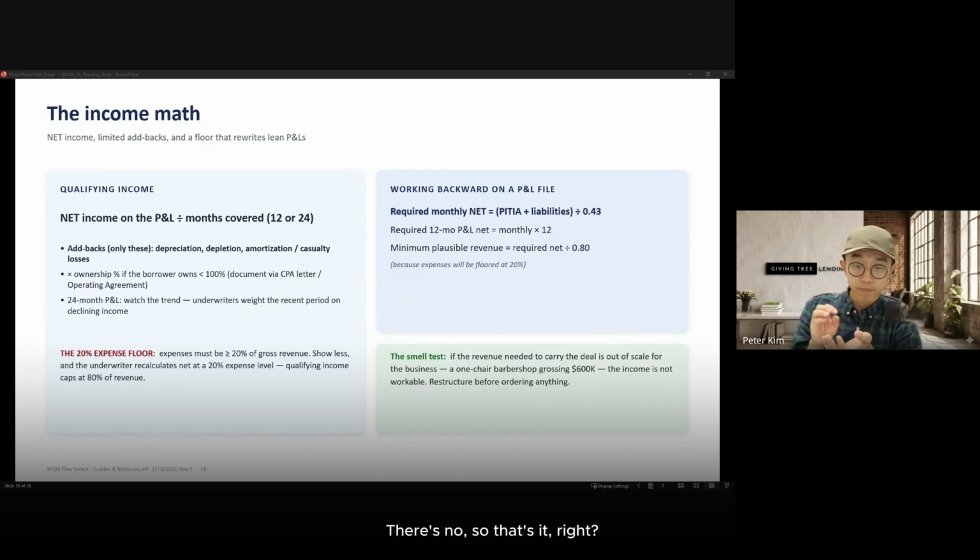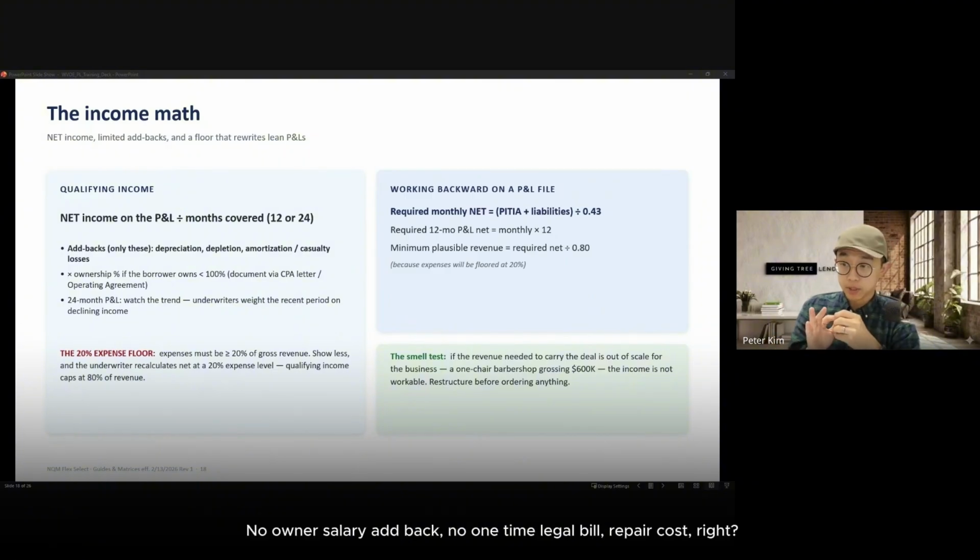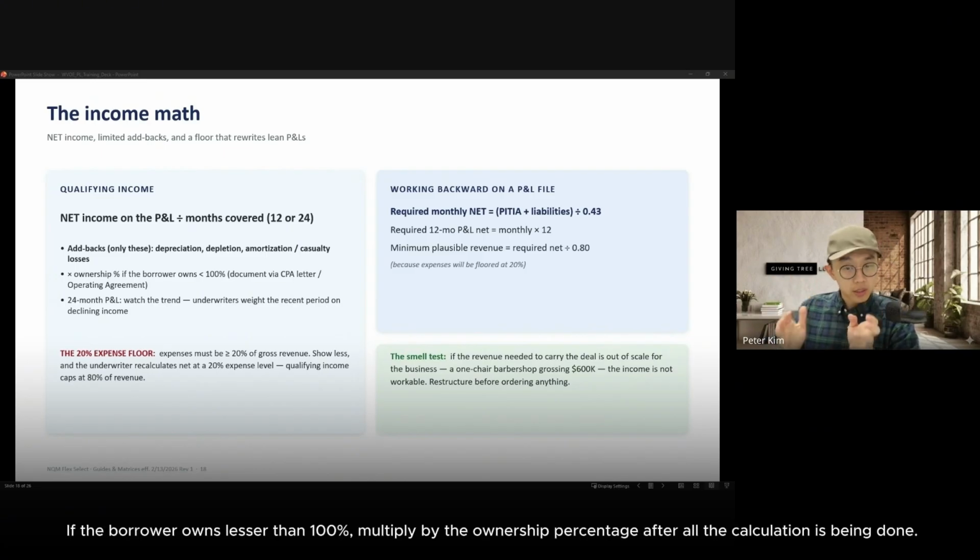So that's it, right? No owner salary add-back, no one-time legal bill, no repair cost. If the borrower owns less than 100%, multiply by the ownership percentage after all the calculations are done.